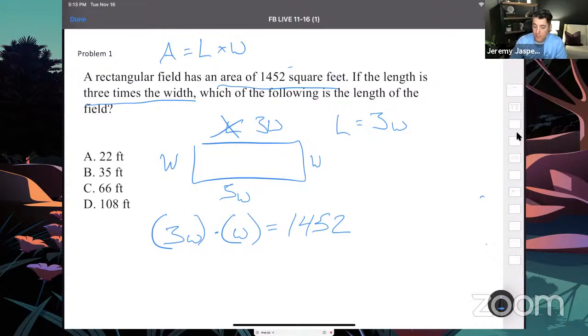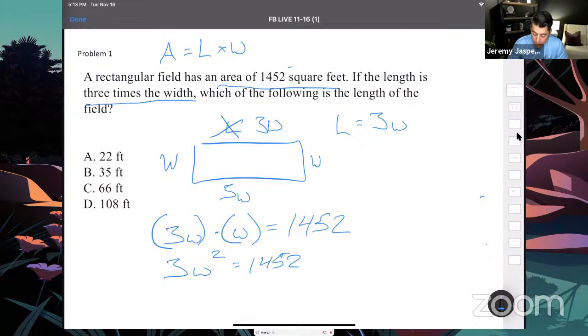Now, what is 3W times W? That's going to equal 3W squared, right? Variable times a variable is that variable squared. And then this equals 1,452 still. So because of that, we've got an exponent. This might get a little tricky.